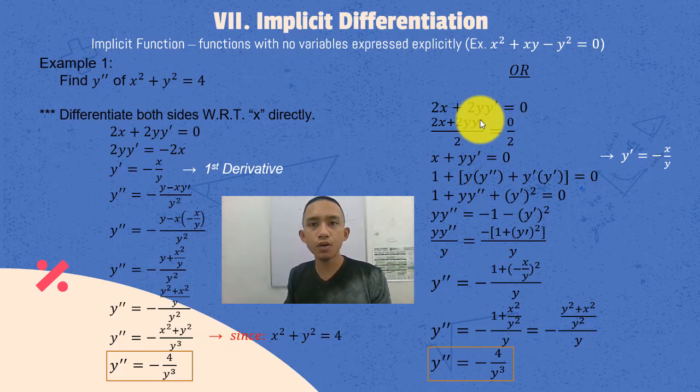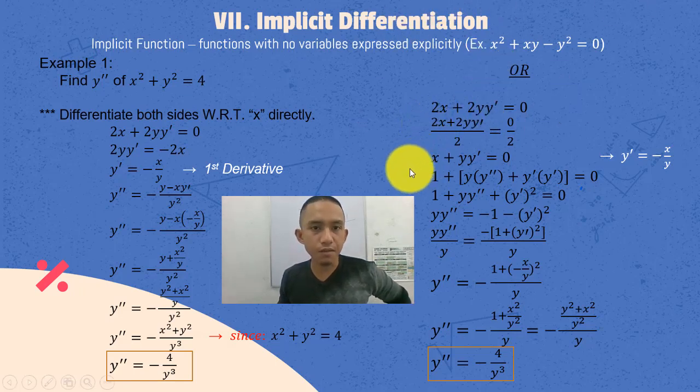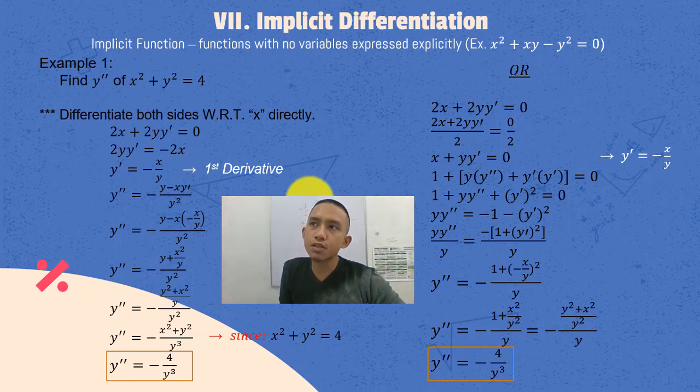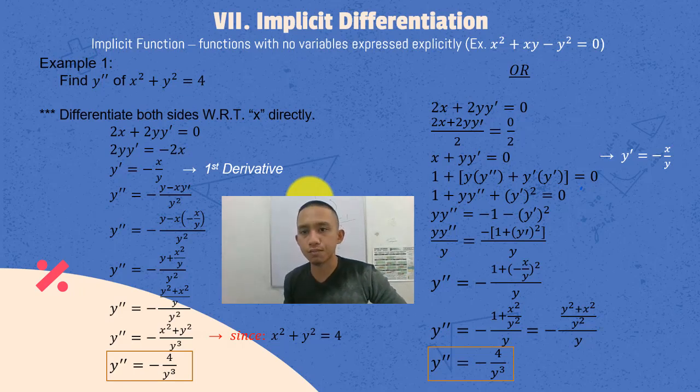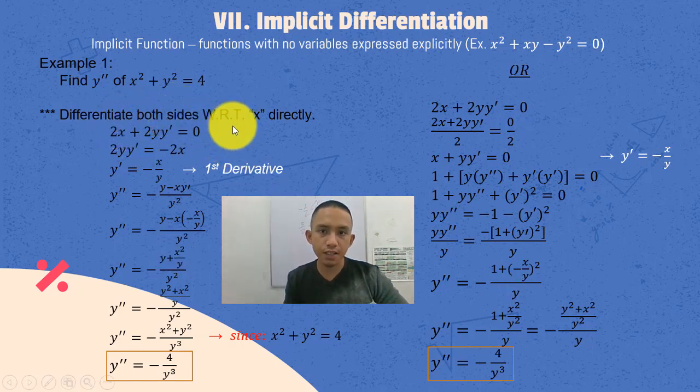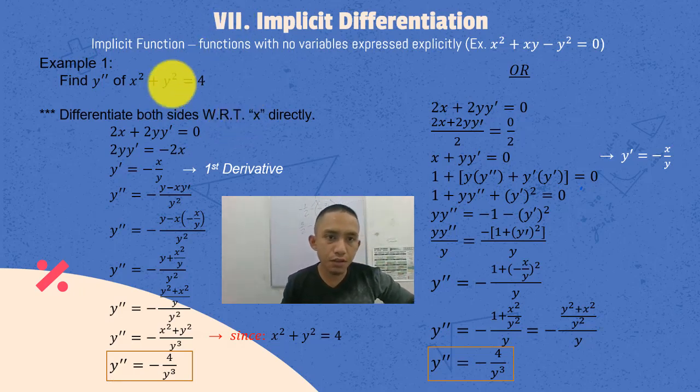And how are we going to find the derivative or y prime of that? Just the same. Just proceed differentiating both sides with respect to x, since what you're after is dy/dx or y prime. But if your problem requires dx/dy, then differentiate with respect to y. So it's up to you. So differentiate both sides with respect to x directly. Okay, so look at this.